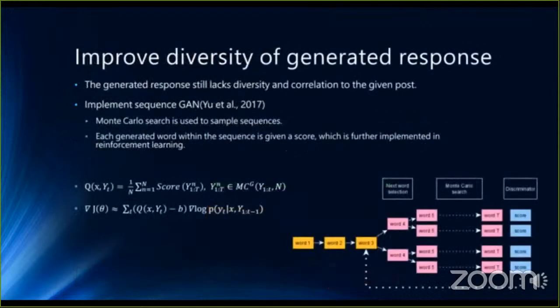Up till now, the generated response still lacks diversity and correlation to the given post, so we try to implement SeqGAN, which was proposed by Yu et al. in 2017. SeqGAN uses Monte Carlo search and a discriminator to give a score to each generated word during generation steps. The scores then serve as reward for reinforcement learning, which helps the generator to generate sequences that can achieve higher scores.